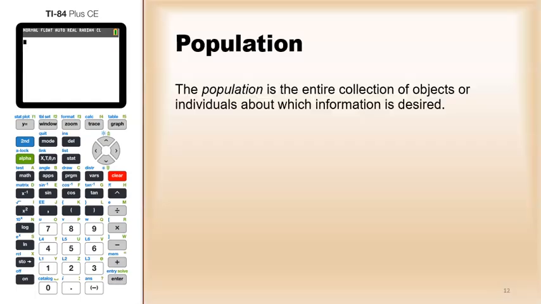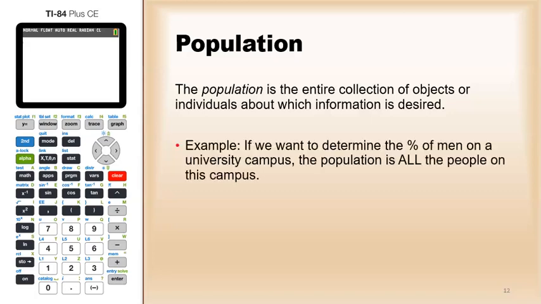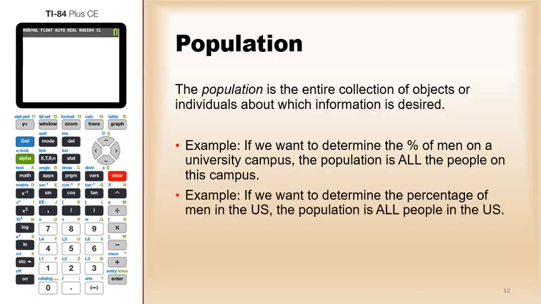Okay, let's go ahead and start off with some definitions. When we talk about population, we mean the entire collection of objects or people that we want to know something about. For example, if we want to determine the percent of men on the university campus, then the population is going to be all the people on the campus. If you want to determine the percentage of men in the United States, the population then would be all the people in the United States.